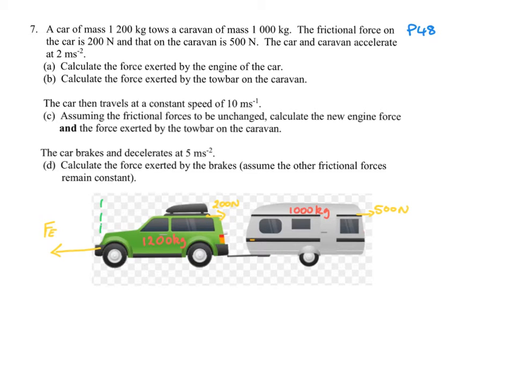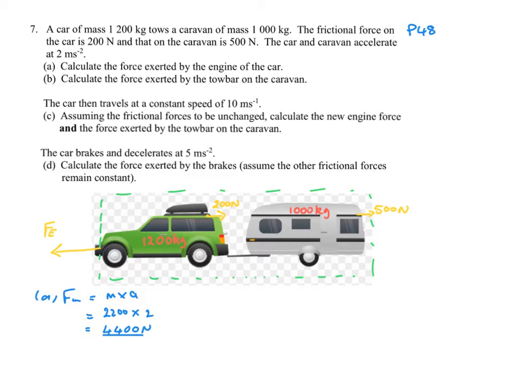we're going to use the full system. So we just assume car and caravan connected together, and we look at all the forces involved on the full system. We'll go through the working for part A to show how we would calculate the force exerted by the engine to pull the car and caravan along. Applying Newton's second law, because the system is accelerating at 2 meters per second squared: total mass is 2,200 kilograms, acceleration is 2 meters per second squared, so the unbalanced force acting on the system is 4,400 newtons.